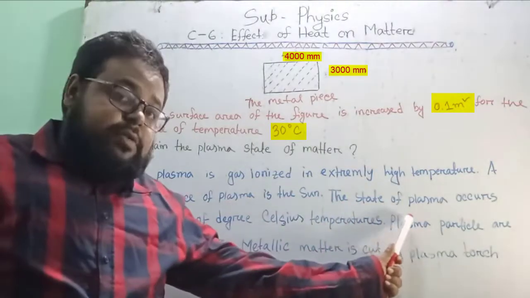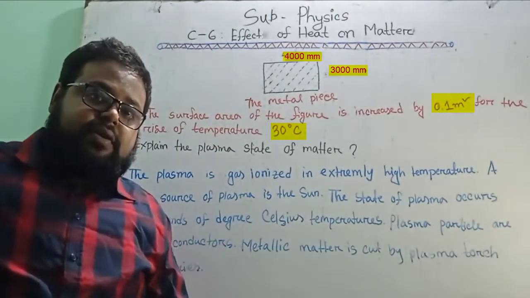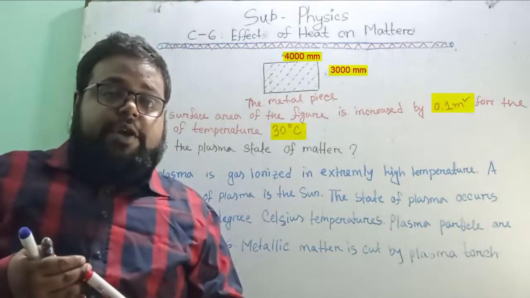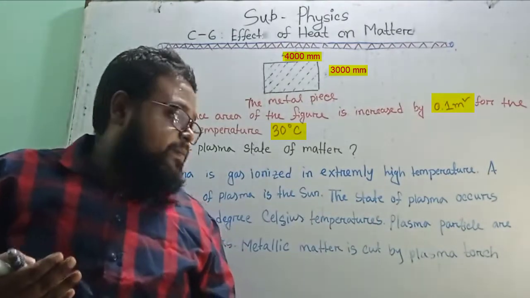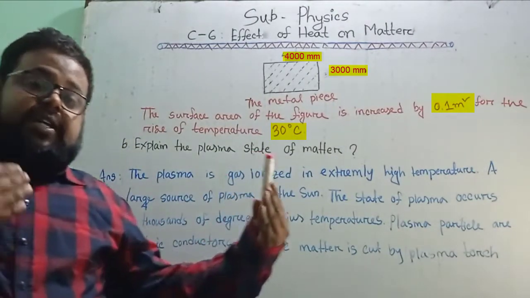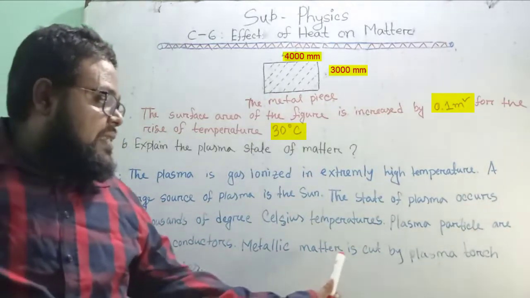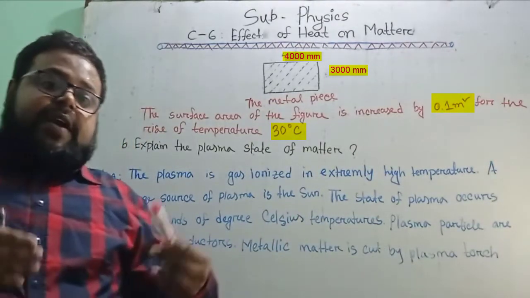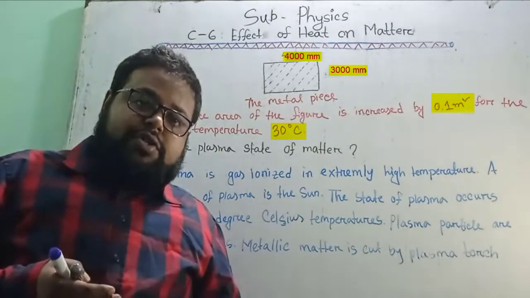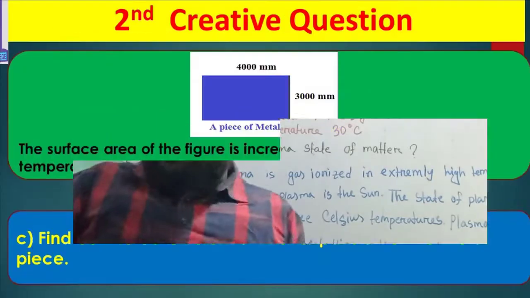The state of plasma occurs at thousands of degrees Celsius temperature. Like gas, plasma doesn't have any specific volume or specific shape. Plasma particles are electric conductors. That means through the plasma particles we can pass electricity. Metallic matter is cut by the plasma torch in factories. That means some factories use a plasma torch to cut metallic matter.